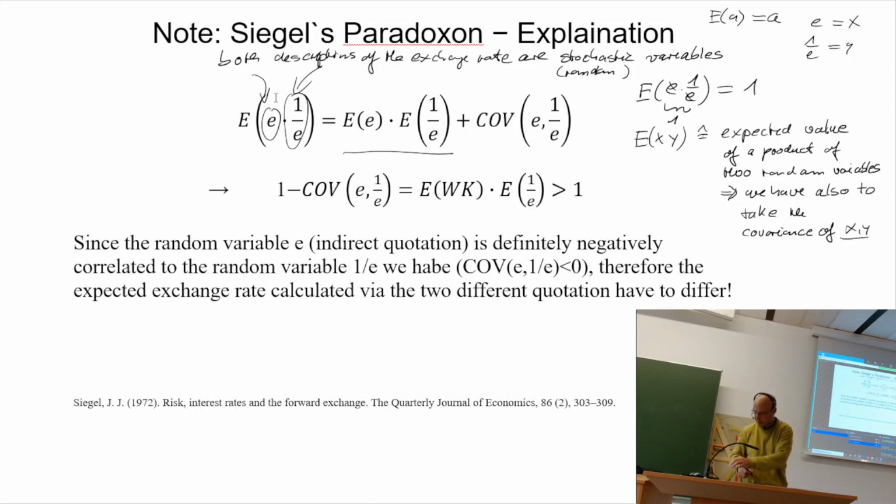And if we calculate this, let's again remember what is the covariance of x and y. This would be the expected value of x minus the expected value times y minus the expected value of y. So this is just the definition.